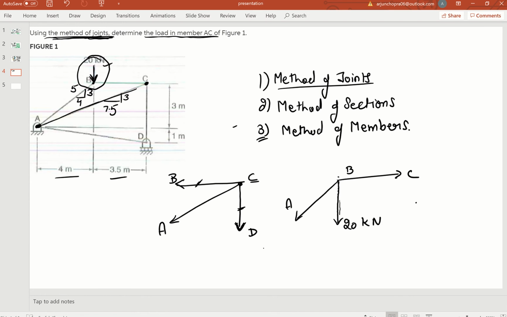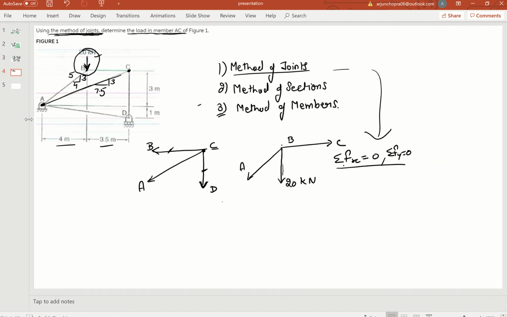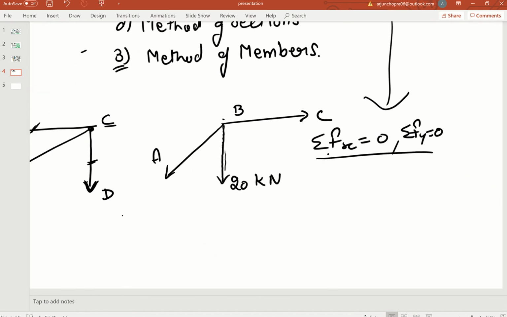So I'm going to write the two equations which we've learned: sigma Fx equal to 0, and the other equation is sigma Fy equal to 0. For method of joints, again repeating, we need only two equations. We don't need the moment about a point when we are solving a question with the method of joints. So let's write down the equation for this one.